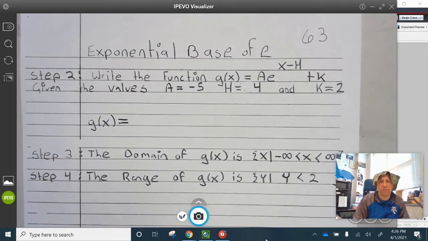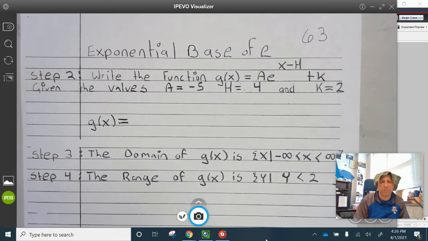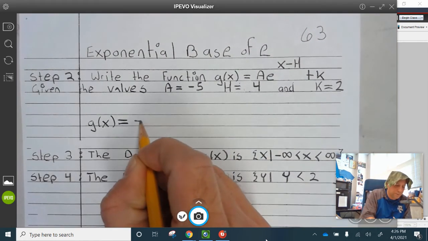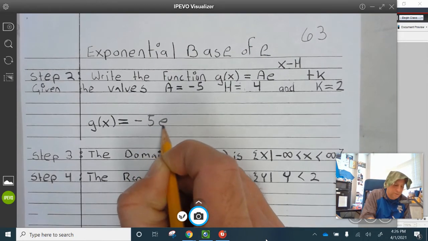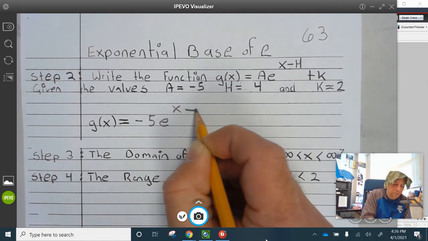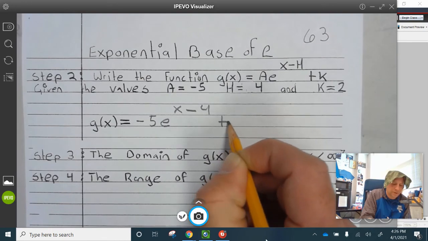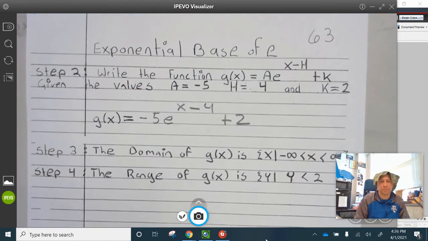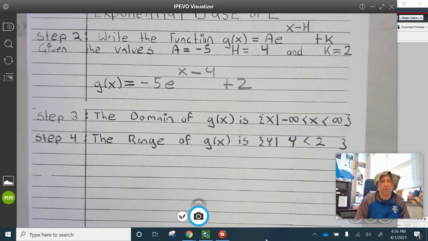Step 2, write the function g of x equals ae to the x minus h plus k, given the values a equals -5, h equals 4, and k equals 2. So g of x equals the a value, -5, e to the x minus h, which is 4, plus k, which is 2. Step 3, the domain of g of x is x such that -infinity is less than x less than infinity. Step 4, the range of g of x is y such that y is less than 2.